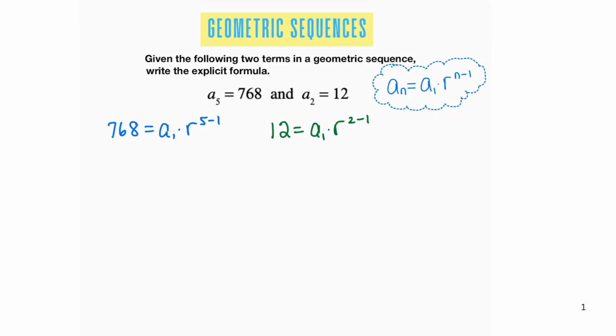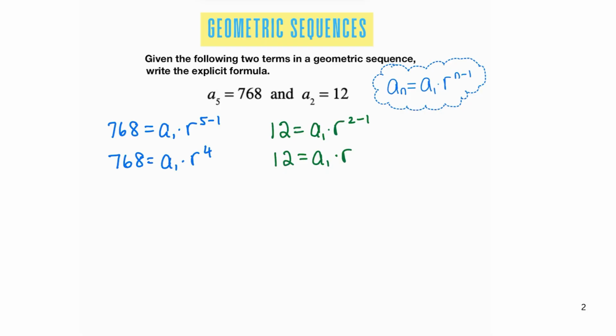And now we're just going to simplify both of these a little bit. So the green equation is going to become 12 equals a sub 1 times r to the first power, which is just r. And the blue equation will become 768 equals a sub 1 times r to the fourth power. Now I have two different equations with the same variables, so I can solve them simultaneously.